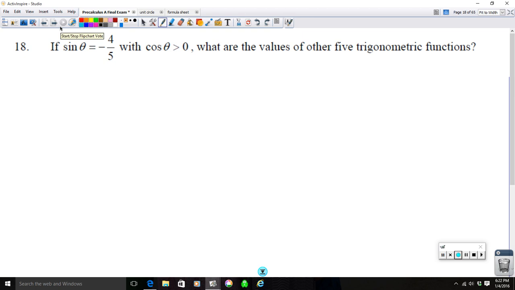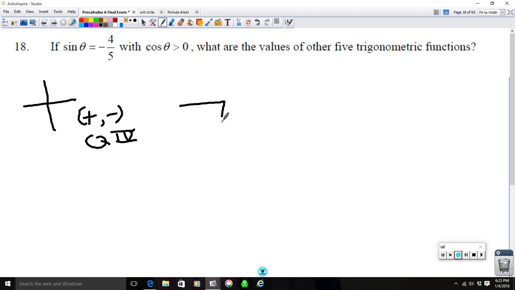Question 17. We are in quadrant number 4 here, since sine is negative. Because remember, each ordered pair: positive cosine, negative sine. So sine is going to be negative in quadrant 4. So I'm going to draw the reference triangle in quadrant number 4. And we know that sine is opposite over hypotenuse. So this is negative 4 over 5.